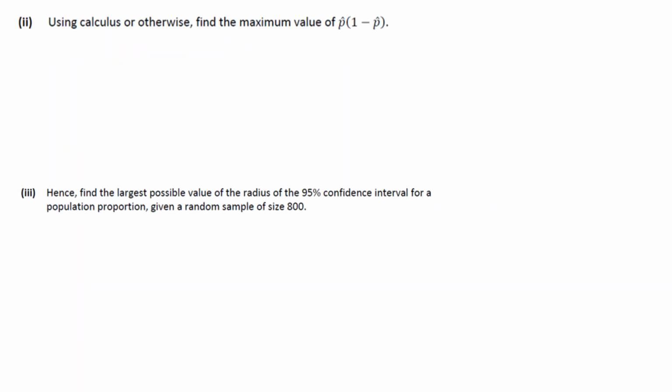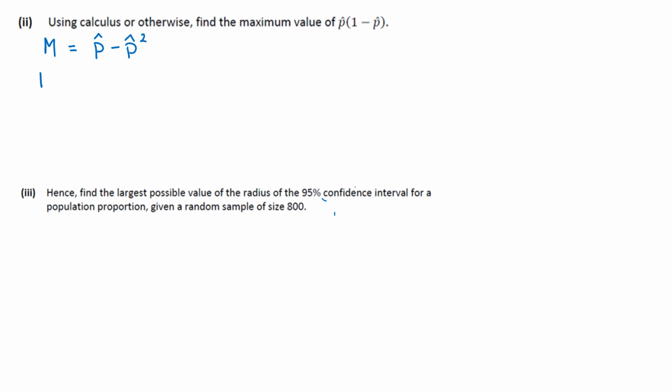So using calculus or otherwise, find the maximum value of p hat bracket 1 minus p hat. The or otherwise, you could actually use completing the square. So I'm going to call this just m. I just want a letter m just to help me. And when we do this, we're going to multiply it out just to make life a little bit easier. p hat minus p hat squared.